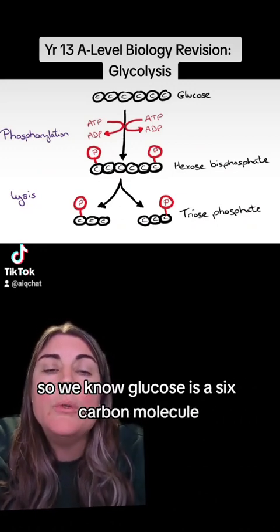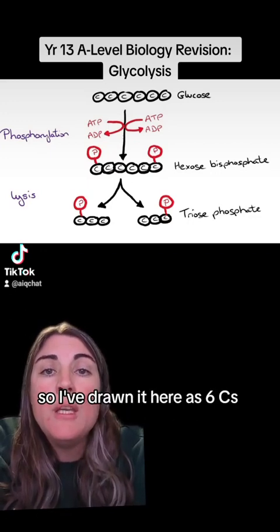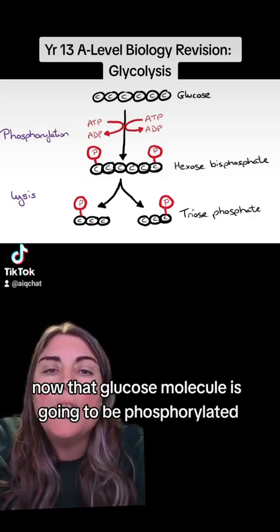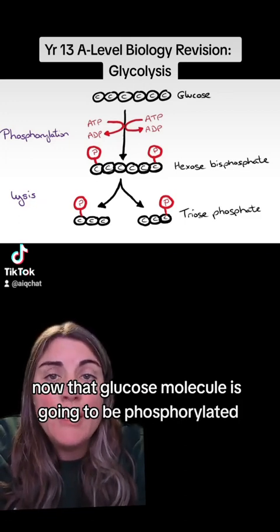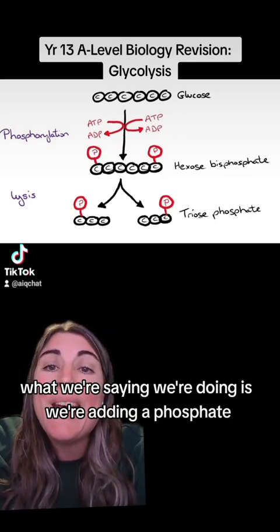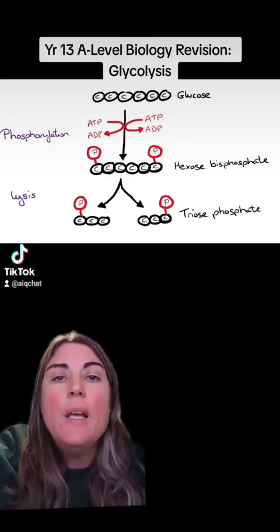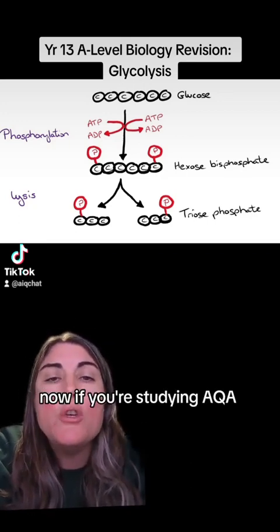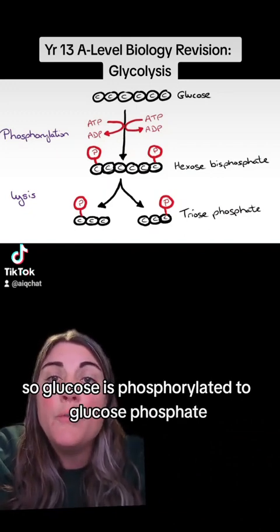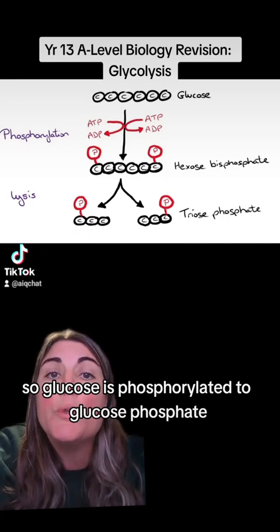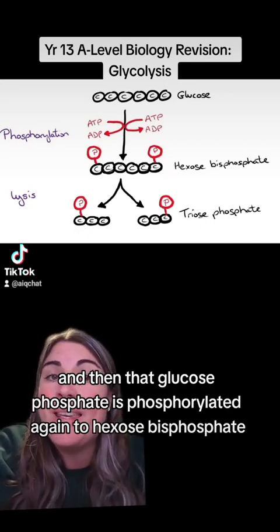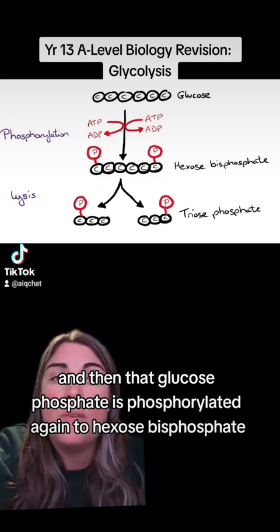So we know glucose is a 6-carbon molecule, so I've drawn it here as 6 Cs. Now that glucose molecule is going to be phosphorylated. So when something is phosphorylated, what we're saying is we're adding a phosphate. Now, if you're studying AQA, you need to know it as a two-step process. So glucose is phosphorylated to glucose phosphate, and then that glucose phosphate is phosphorylated again to hexose bisphosphate.